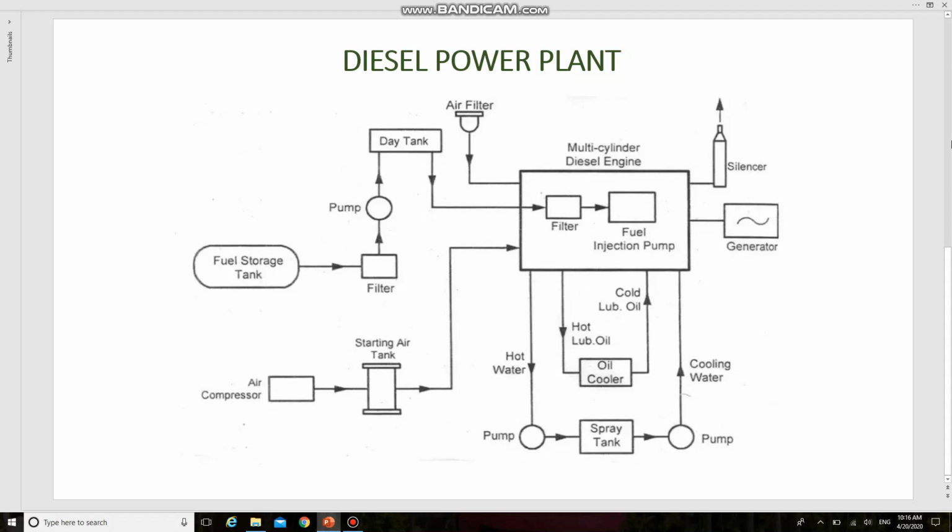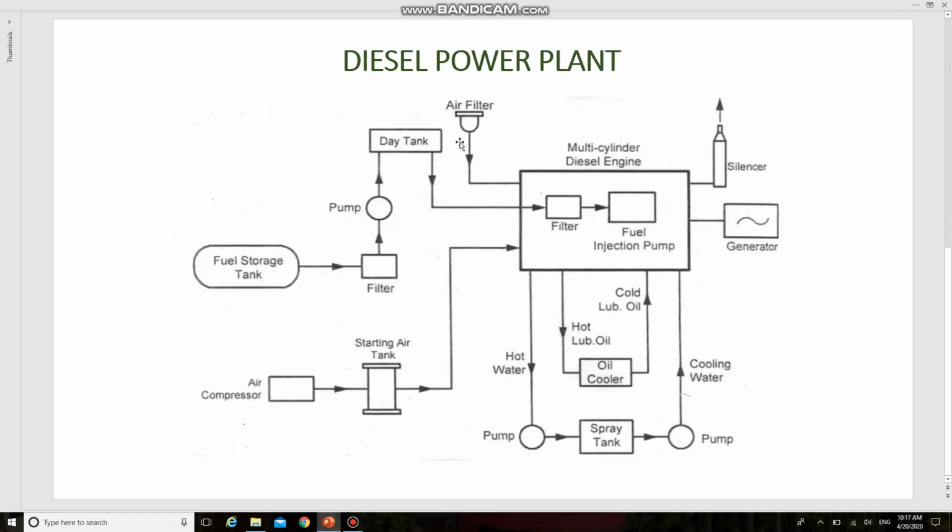The working of diesel engine is discussed briefly in another video. Please go through it. Okay, let us see the construction, that is, the various components of diesel engine power plant. So the first one is air filter and supercharger.